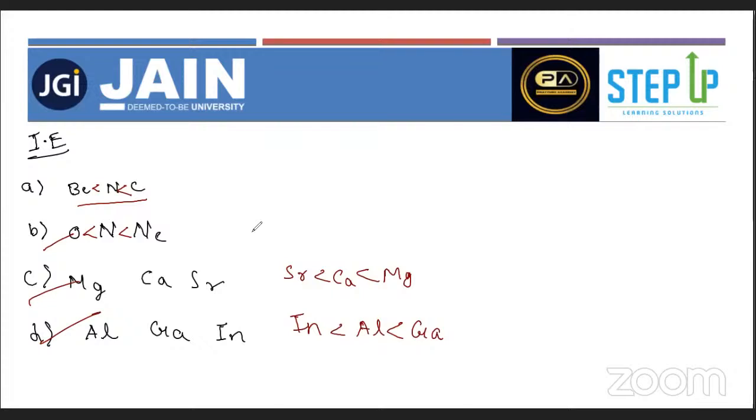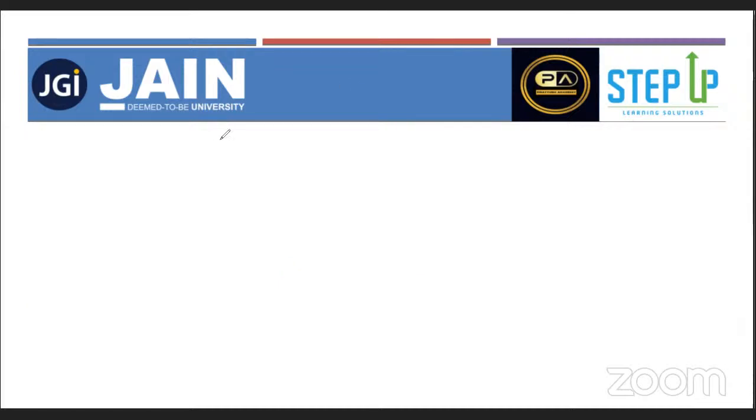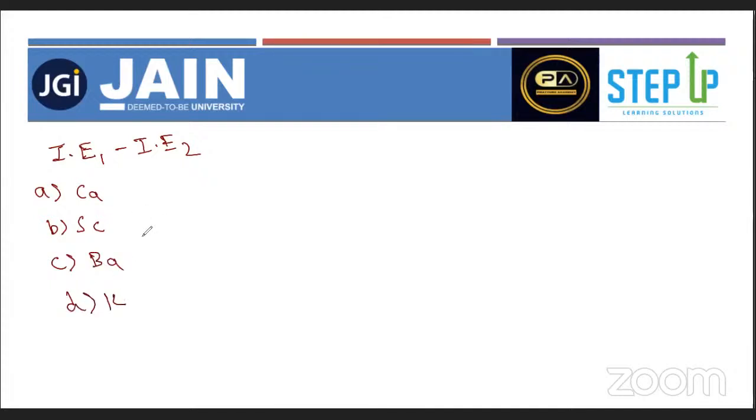Okay. Next, let's try some more questions now. We need to find the element having the greatest difference between the first and second ionization energy. You need to find out where the difference between the first ionization energy and second ionization energy is highest. The options are A, calcium, B, strontium, C, barium, and D, potassium. Okay.